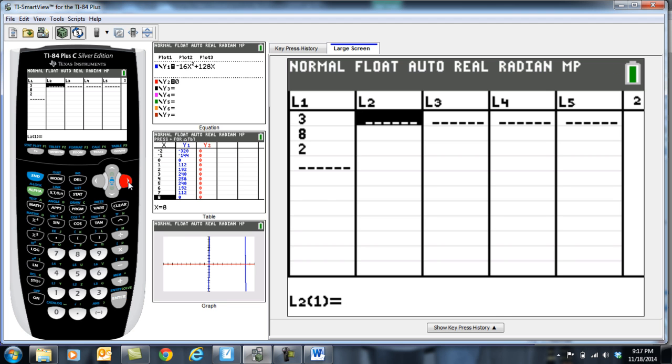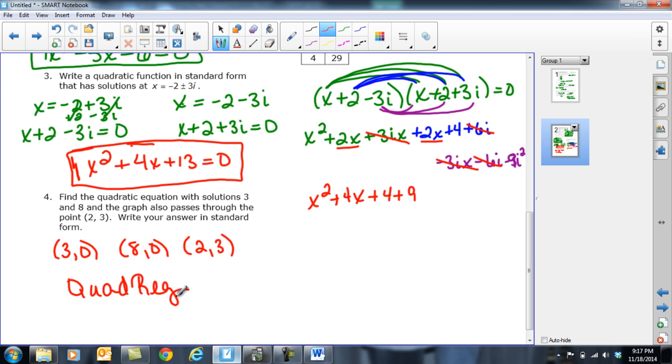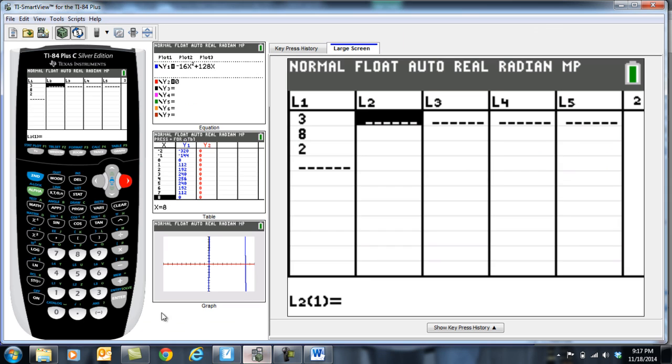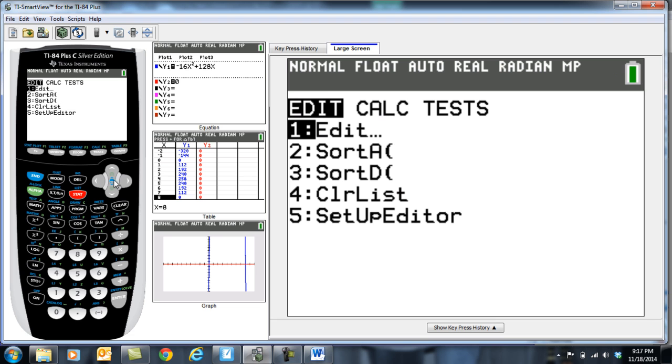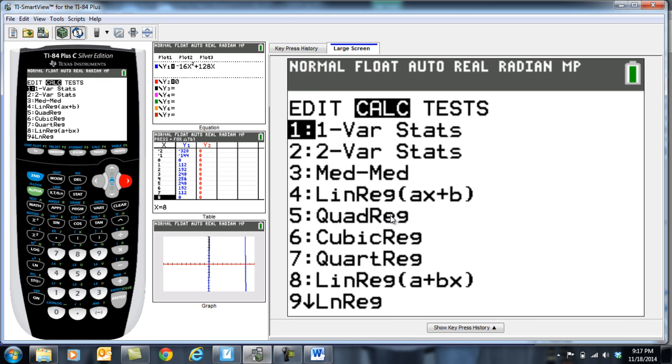Then over here, I'm going to put my y values, which happen to be 0, 0, and 3. So I'm going to put those in. 0, 0, and 3. And so now I have my points in the table. Now I'm going to go back to stat, but this time I want to go over here to calc, and I want to do a quad regression because I'm looking for a quadratic, not a line.